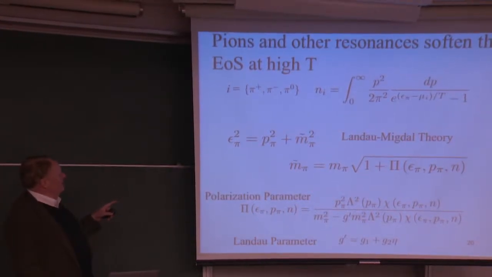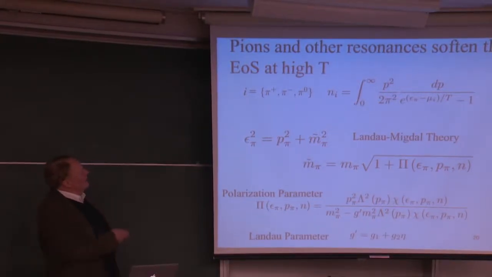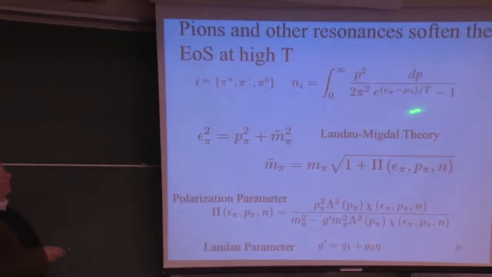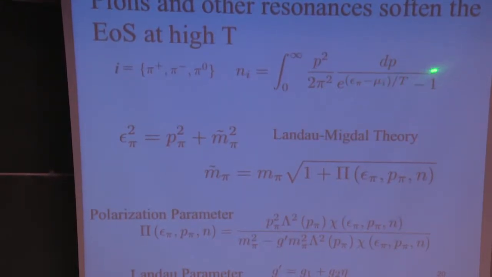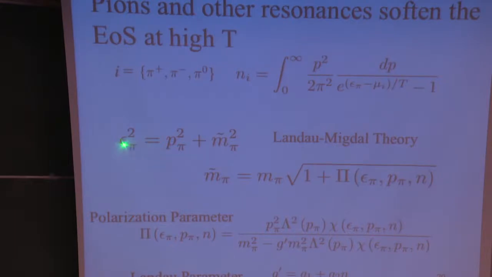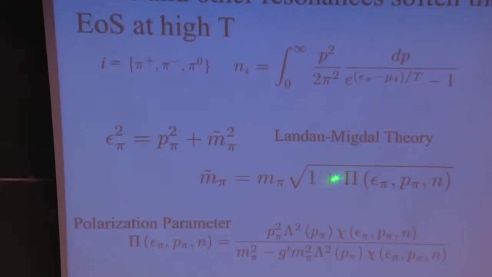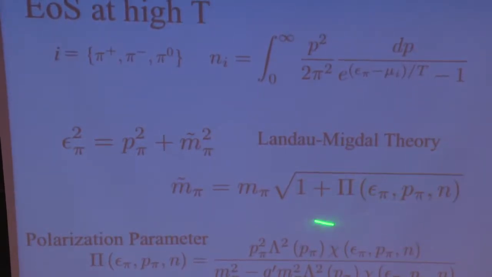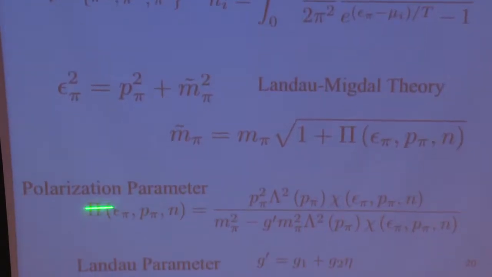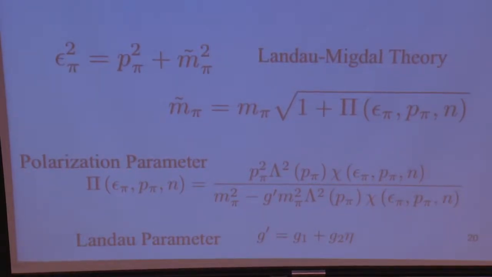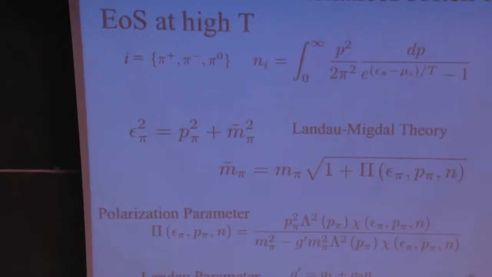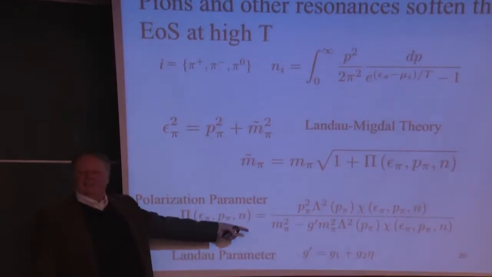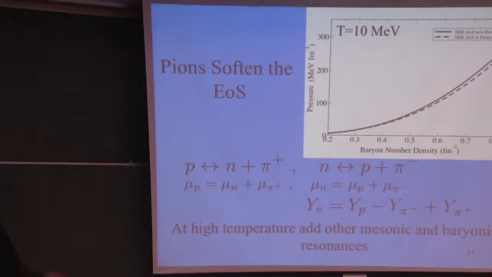This probably I don't need to go through. It just explains how we treat the pion fluid as a non-interacting gas with a chemical potential and some effective mass energy, because the pion has an effective mass in a nuclear medium, and there are many-body effects that you can treat with this polarization parameter and something called Landau-Migdal theory, which is kind of antique nuclear physics, but it's a very interesting many-body problem.